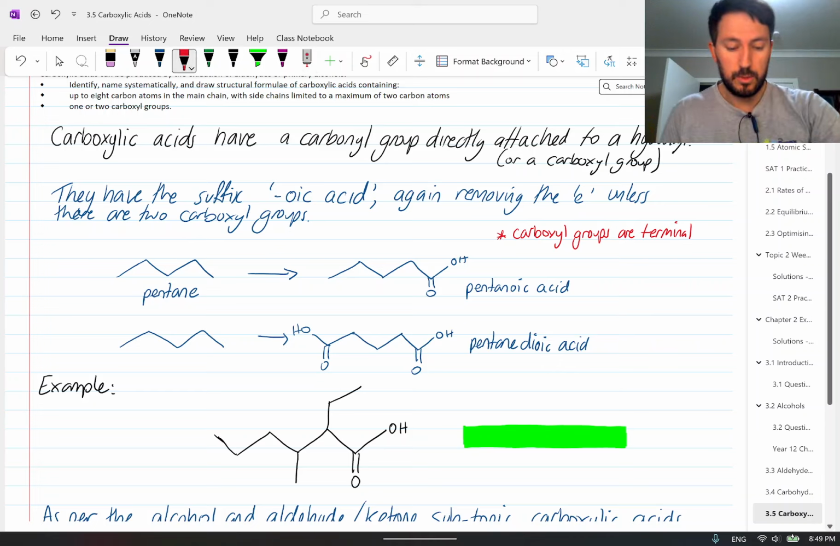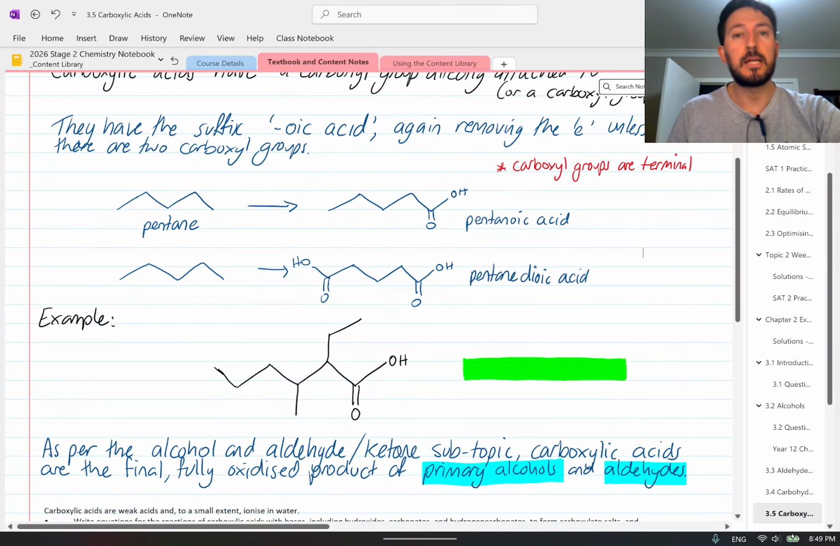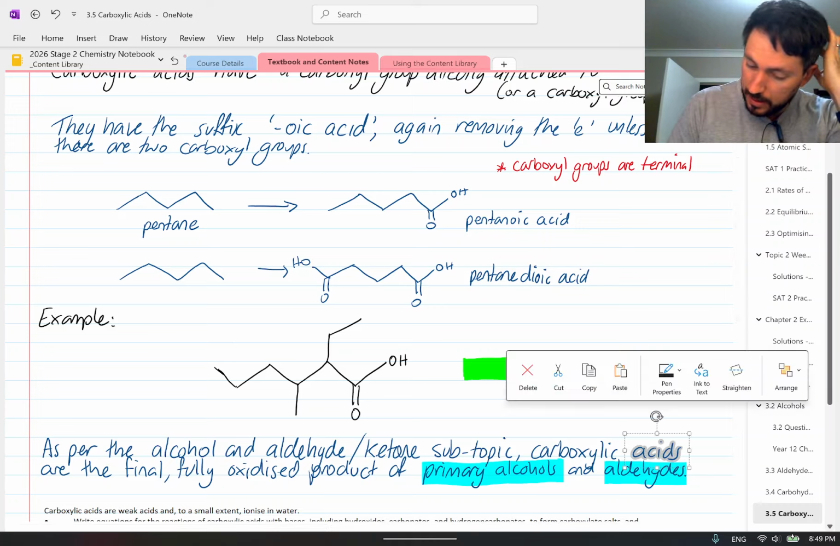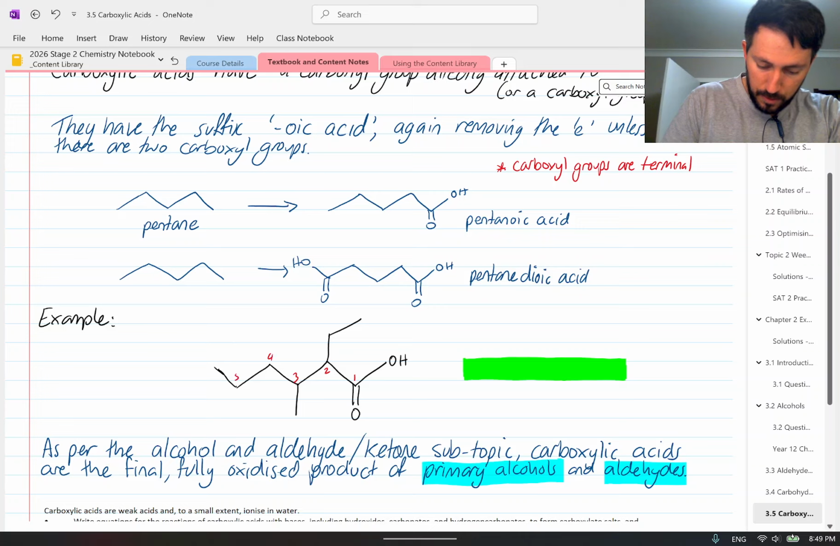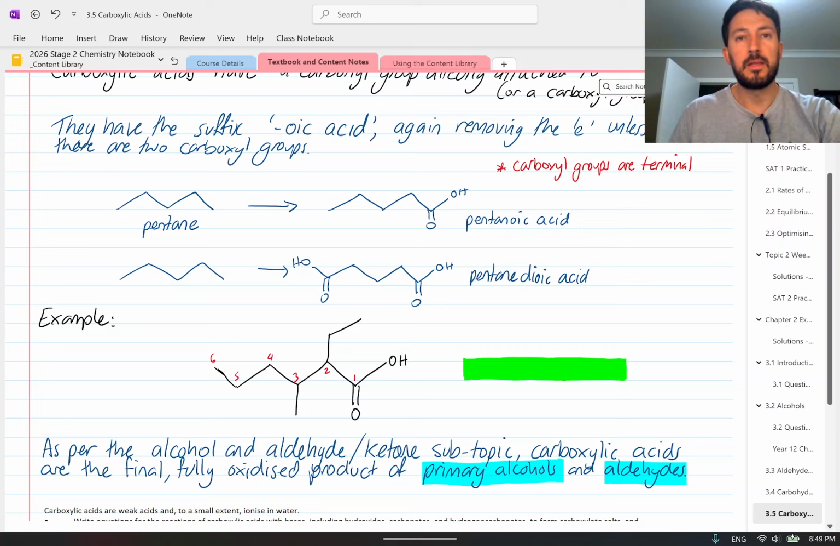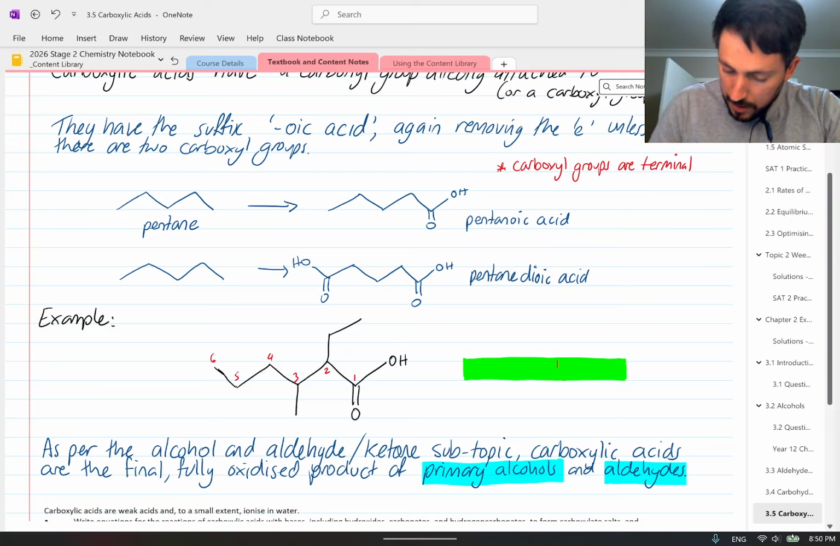So if we look at this one here, I'm going to start counting my carbons, and I'm going to count from the carbon that is part of the carboxyl group, because that is the highest priority group. So if we go 1, 2, 3, 4, 5, and 6, that gives us our longest chain of 6 that involves the carboxyl group. So we know that this will end up as hexanoic acid.